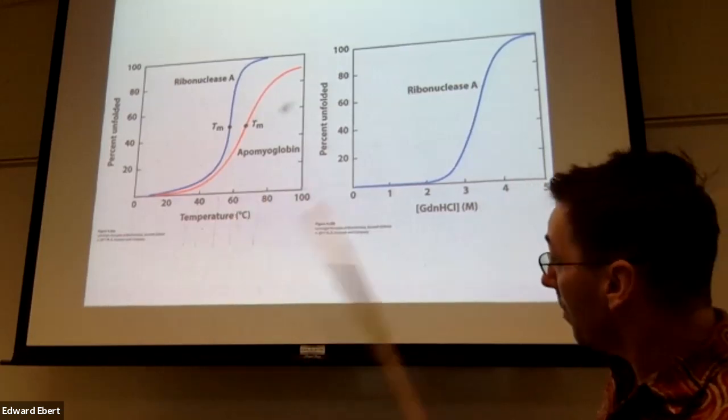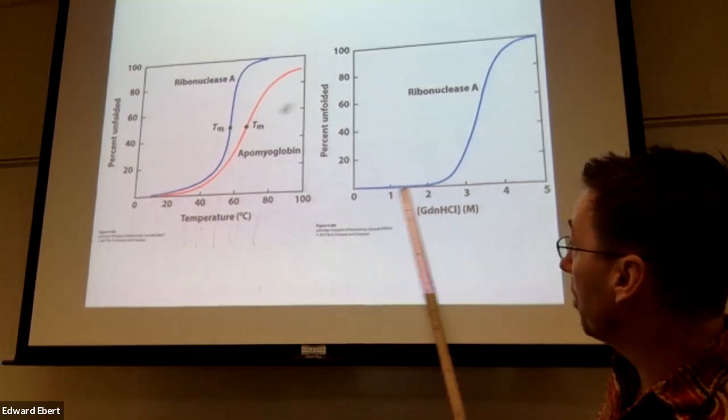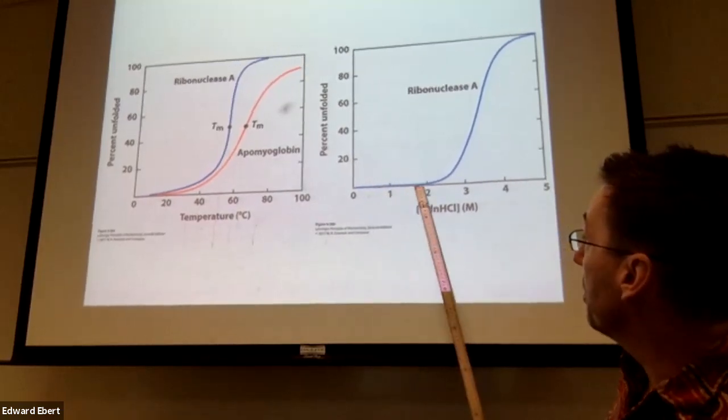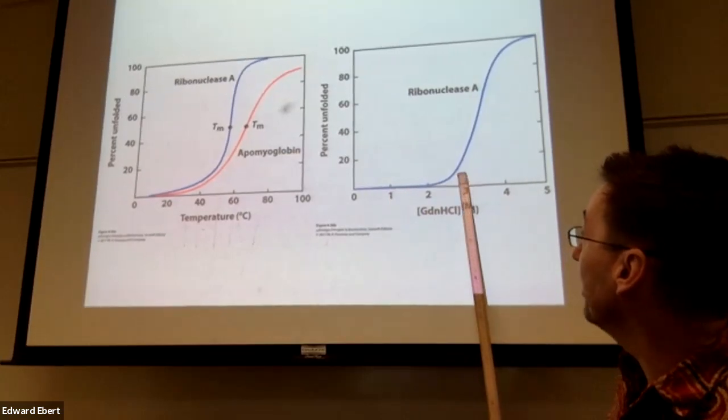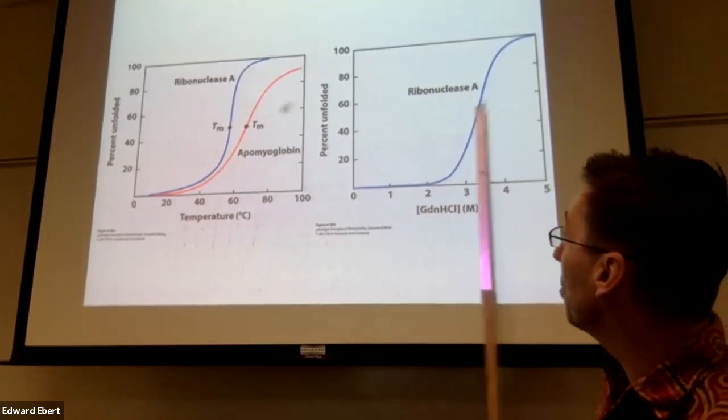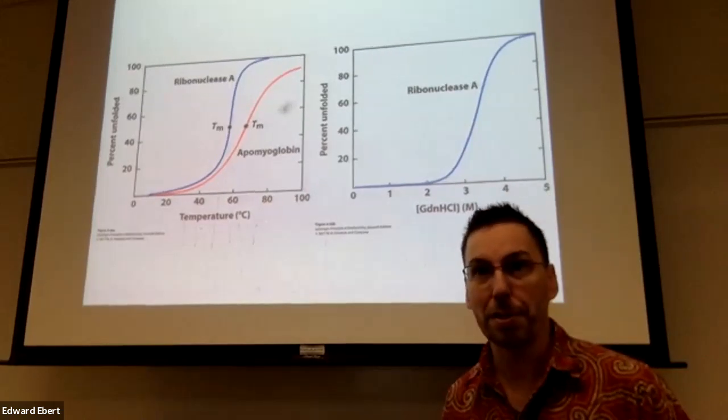Okay. If we look at our guanidinium hydrochloride, we can look at our concentrations here. 1 molar, we're fine. 2 molar, we're fine. 3 molar, we get to about 3.5 molar, and we start denaturing our ribonuclease. Okay?